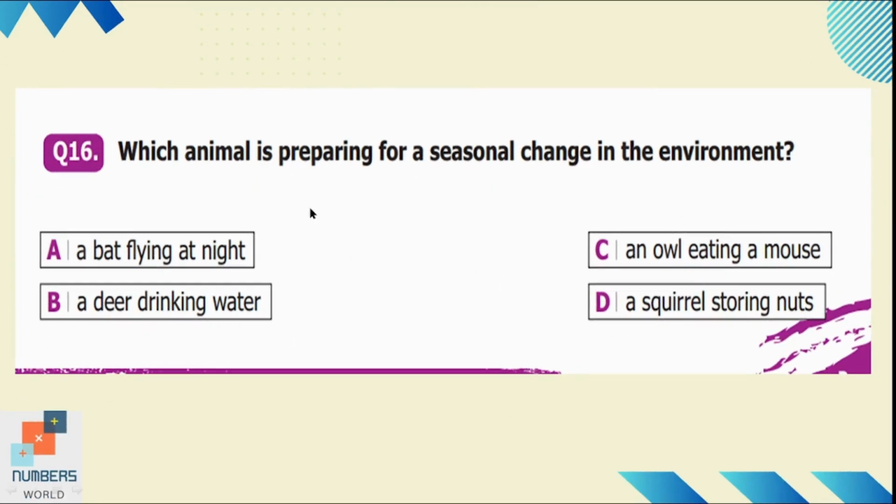Question number 16. Which animal is preparing for a seasonal change in the environment? Option A, a bat flying at night. B, a deer drinking water. C, an owl eating a mouse. D, a squirrel storing nuts. So option D is the correct option because squirrels are preparing for seasonal change by storing the foods for winters. So option D is the correct option here.